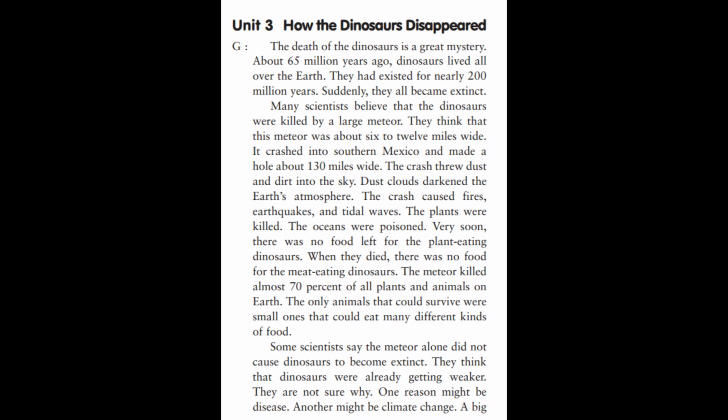Unit 3. How the dinosaurs disappeared. The death of the dinosaurs is a great mystery. About 65 million years ago, dinosaurs lived all over the earth. They had existed for nearly 200 million years. Suddenly, they all became extinct.